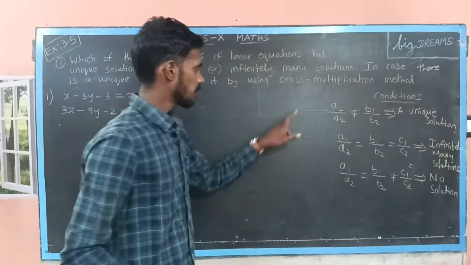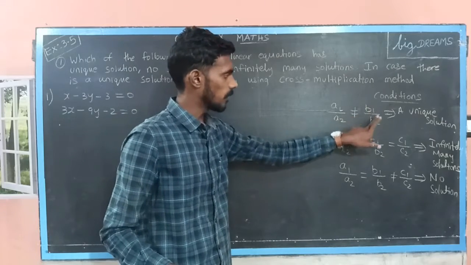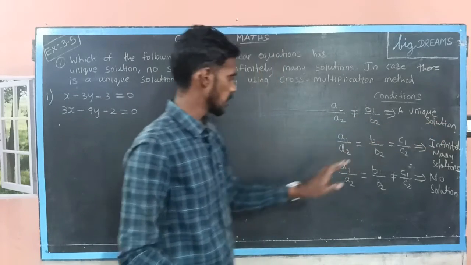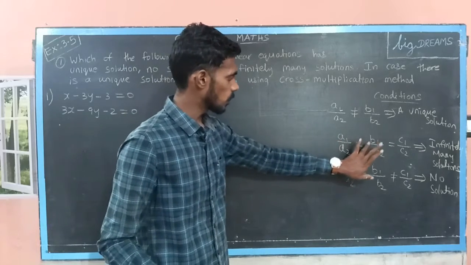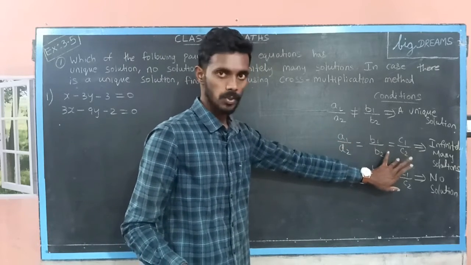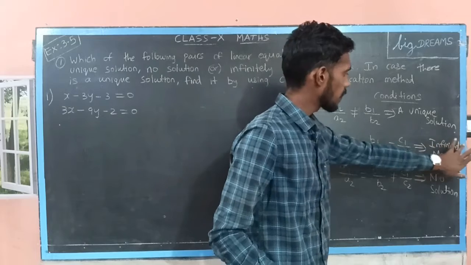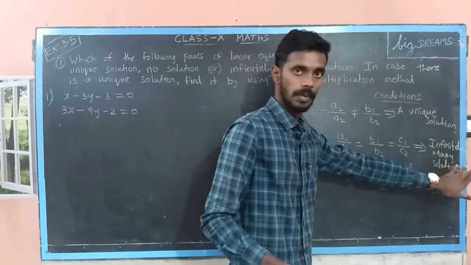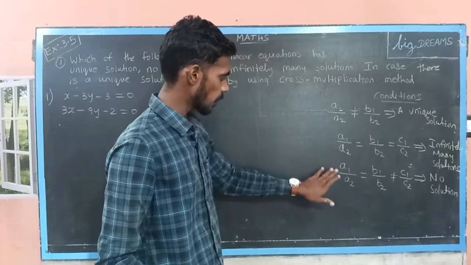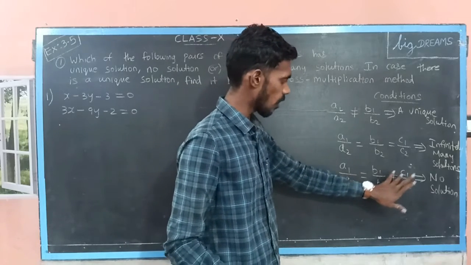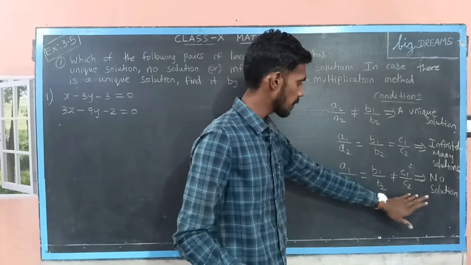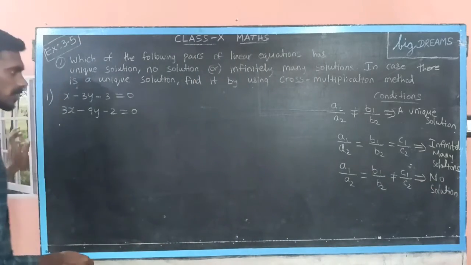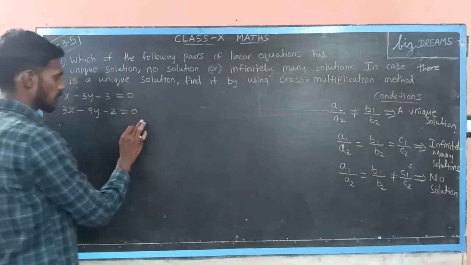Clear? So if a1 by a2 is not equal to b1 by b2, then the given pair of equations will have a unique solution. If a1 by a2 is equal to b1 by b2 is equal to c1 by c2, then the equations will have infinitely many solutions. If a1 by a2 is equal to b1 by b2 is not equal to c1 by c2, then the given pair of equations will have no solution. Clear? Okay, first let me analyze the first subdivision.